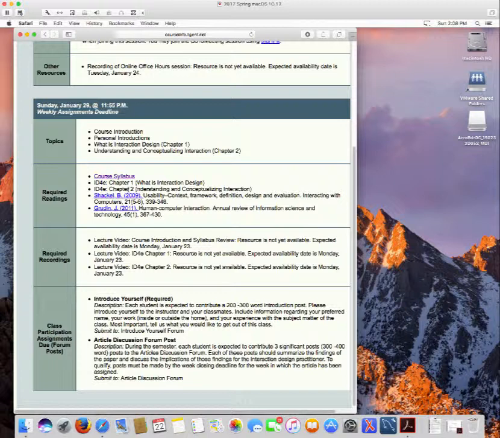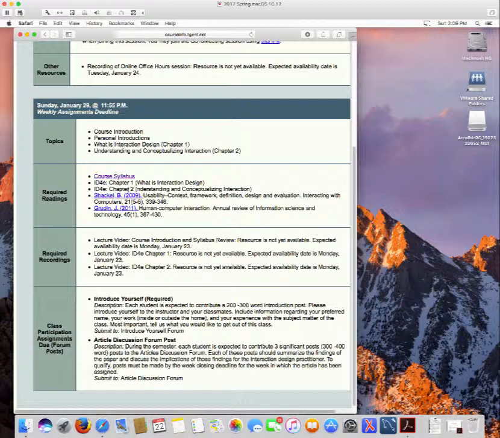I call our textbook ID4E, and that's instead of using the names of the three authors, which I sometimes do. I just wanted to call this Interaction Design 4th Edition. So that's how I thought up ID4E. And that's the book by Preece, Rogers, and Sharp. And I have that right here with me.